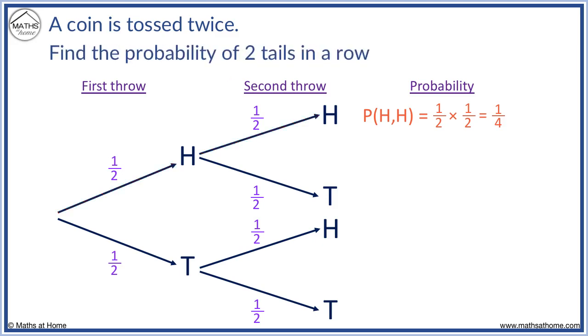Using the same tree, we can also work out the probability of getting 2 tails in a row. We need to get tails, then tails. The probability of tails, then tails is found by multiplying 1/2 and 1/2. Again, we get 1/4.